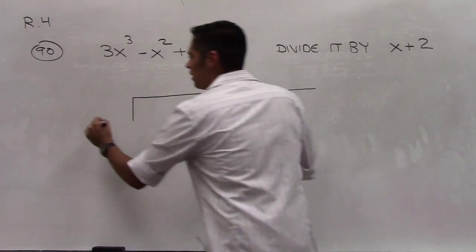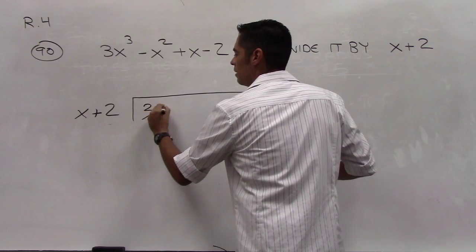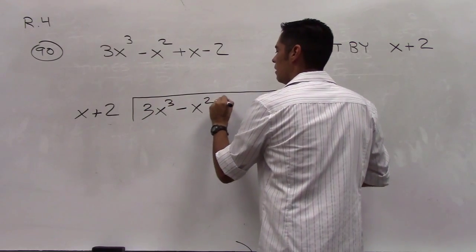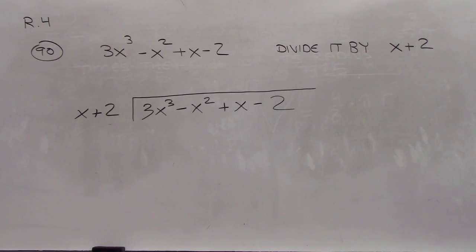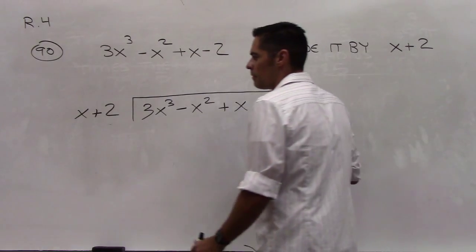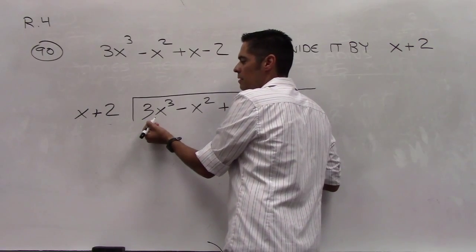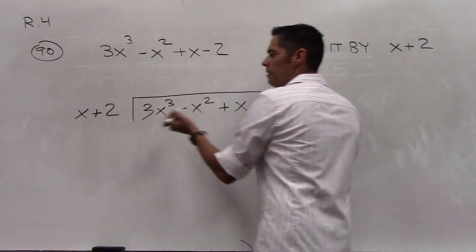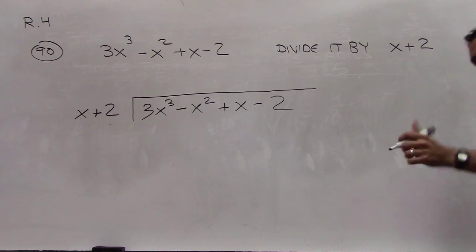Okay, so x plus 2 comes on the outside. 3x cubed minus x squared plus x minus 2 goes here, like that. And then, can you help me explain what I need to do now? You have to find how x goes into 3x cubed. So you're trying to figure out how x can turn into this? Yeah. Okay. What do I multiply x by to get 3x cubed? 3x squared. Right, so it's okay, we're good, Liz.